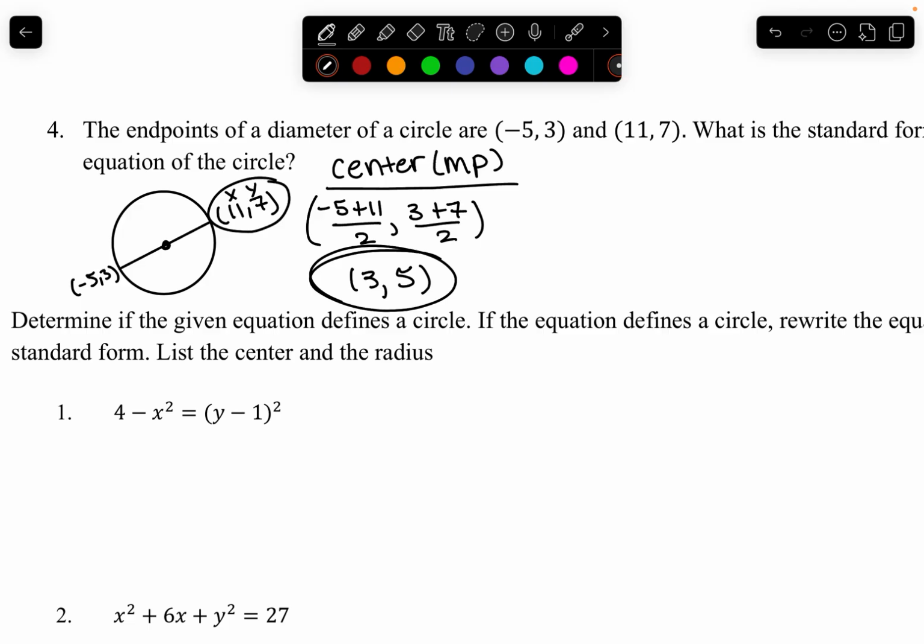and then I'm going to use this other point on my circle as my x and my y. It doesn't matter which one you use. You could have used -5, 3 as your x and your y, but I'm going to use those other two numbers just because they're a little bit nicer.